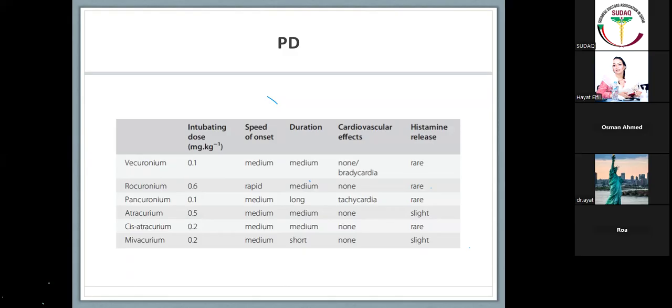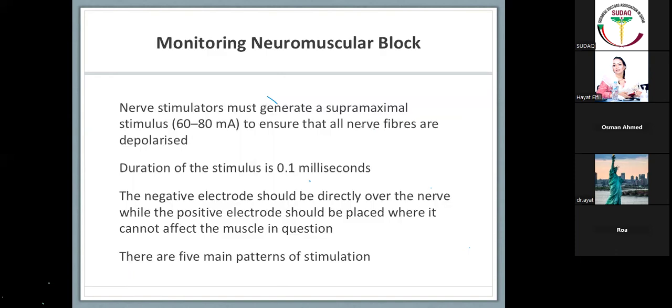Okay, so now we will come to a very important part, which is the monitoring of the neuromuscular block. That is very important, and it is something you really need to understand very well, because monitoring of the neuromuscular junction is a must when you are using muscle relaxation. Monitoring is important in the sense that you will know how relaxed your patient is and whether you need to give more relaxant or not.